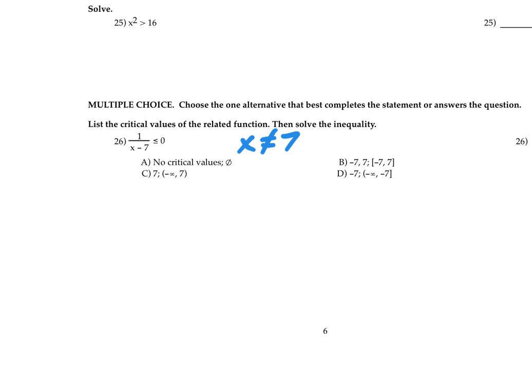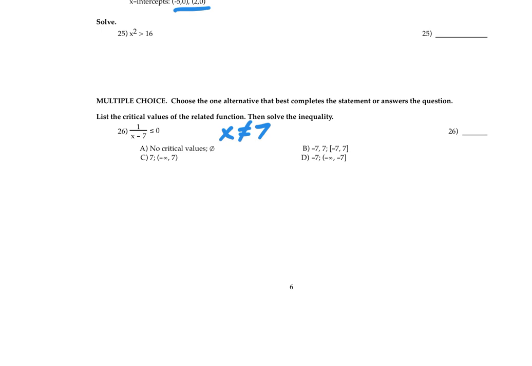So just be really careful here. Like this one has x equals 7. This one has both. This one has just -7. This one says there's no critical values. So by process of elimination, the only one that could be is C. You could still go ahead and identify what the solution is, what they ask us for, but there's only one answer that has the correct critical value.